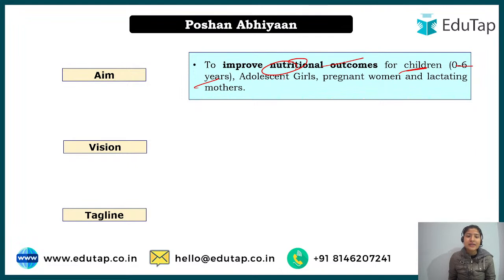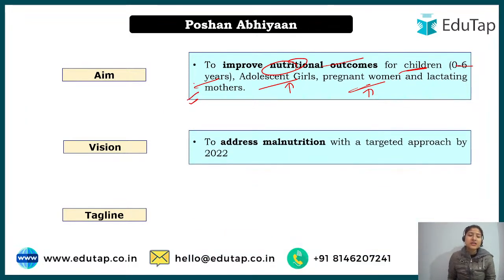It has been taken. Then adolescent girls, okay, because if their nutritional demand is met properly, they are the ones who are going to get married and have children. So that is why adolescent girls have to be taken care of. Pregnant women, because there we have to deal with the mother and the child responsibility, and the lactating mothers also. Vision is to address malnutrition by a targeted approach by 2022.